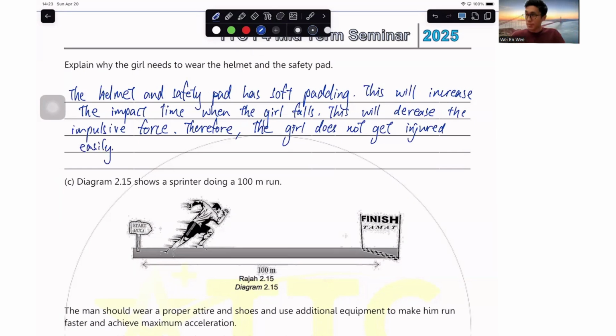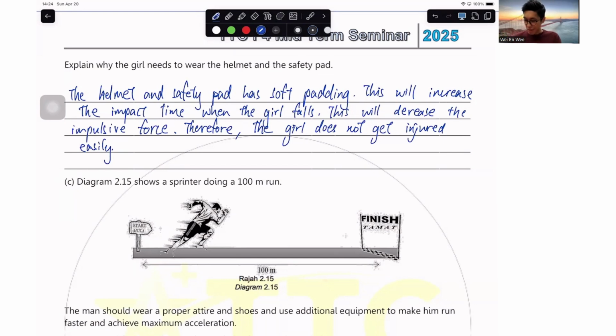Now, is it something that you think you can write out? All I need from you is these keywords only, the keywords that you all gave me: increase impact time, reduce impulsive force, soft padding. Then you can try to form every sentence. You just write down, how do I say the padding, how do I say the impact time, how do I say the impulsive force? Then you're done already. Easy, right?